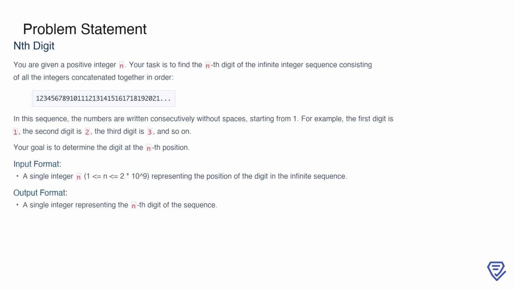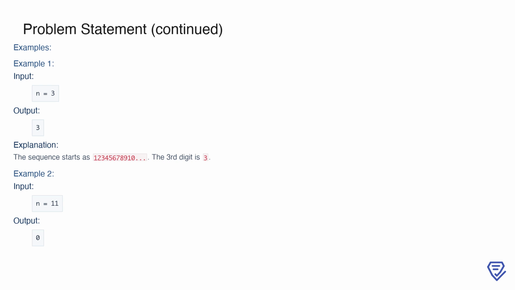The input to the problem is a single integer n, where n represents the position in the sequence, and n can range from 1 to 2 billion. The output is the digit found at that nth position in the sequence. This means that our solution must efficiently locate and extract the digit at the specified position, even for very large values of n. To help clarify the problem, let's look at some examples.